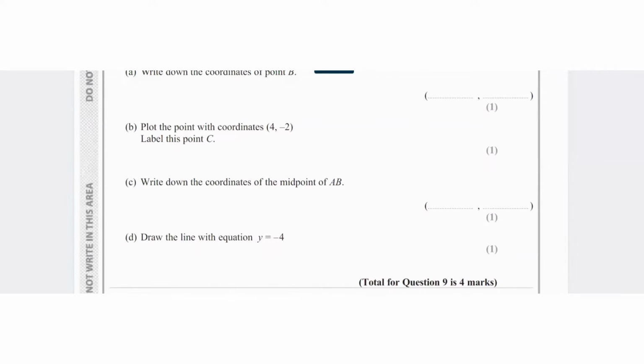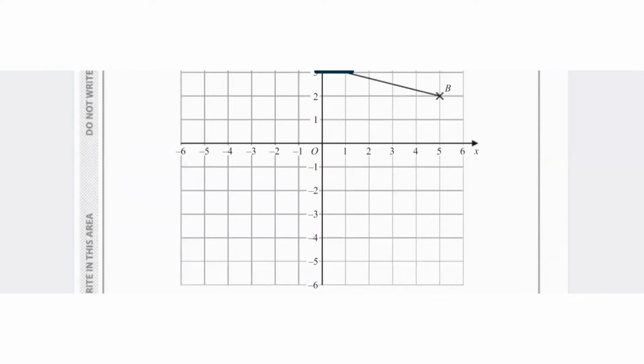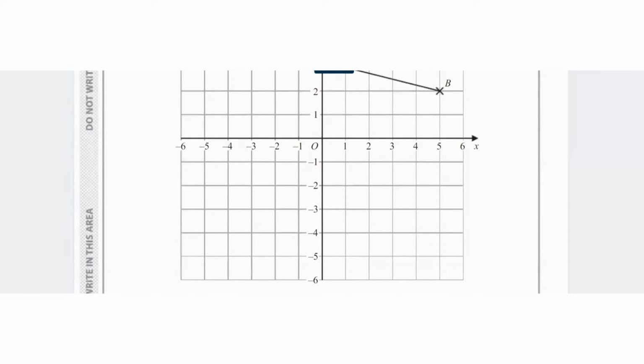Then it says plot the coordinates 4, -2 and label this point C. 4, -2 means your x is going to be 4 and y is going to be -2. So x 4 is over here and y -2 is over here, which means our point will come over here. This is your point C with the coordinates 4, -2.